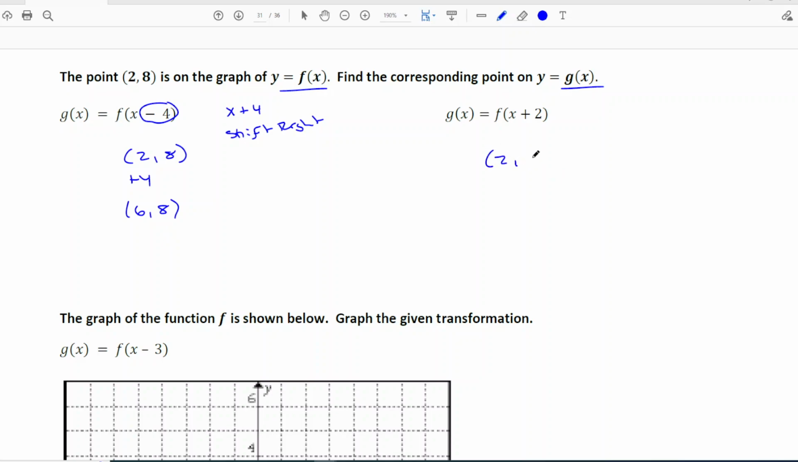Again, we're going to start with that 2,8. What's this going to do? Well, it's going to make me subtract 2, and it's going to shift left. I can't stop describing. I like describing. So we're going to minus 2 from our x value, and we'd have a 0,8.